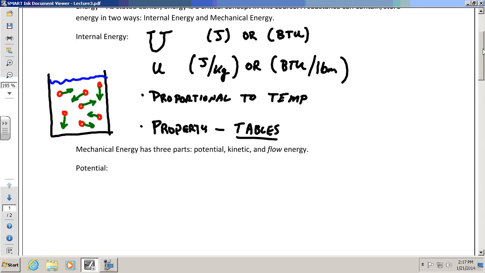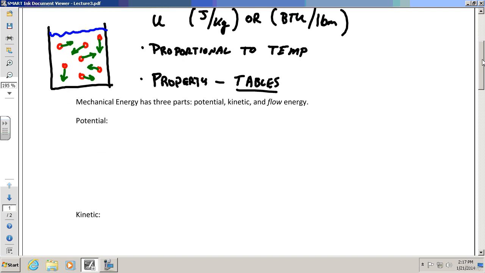Now, mechanical energy. Mechanical energy has three parts, two of which I think you know about. And I think in fact, we've already been talking about it. First one is potential energy. Probably done this in physics, not that hard. Potential energy basically says this: stuff that's higher has more energy than stuff that's lower.